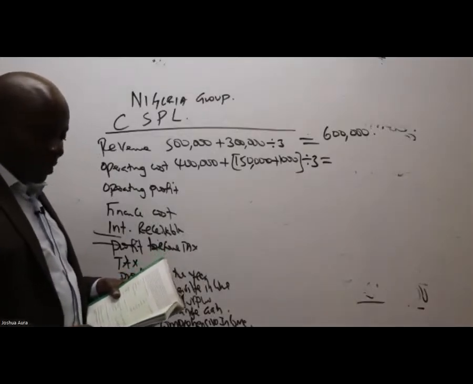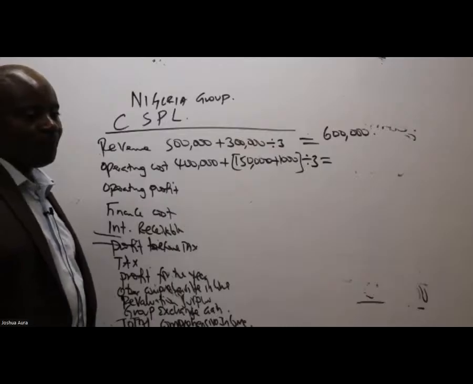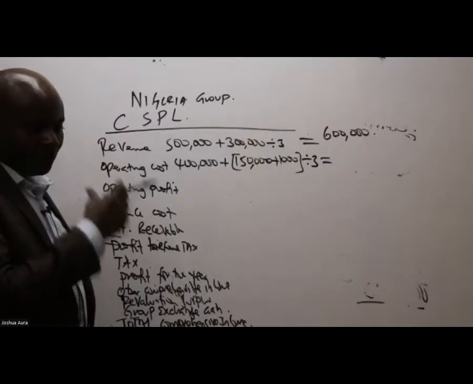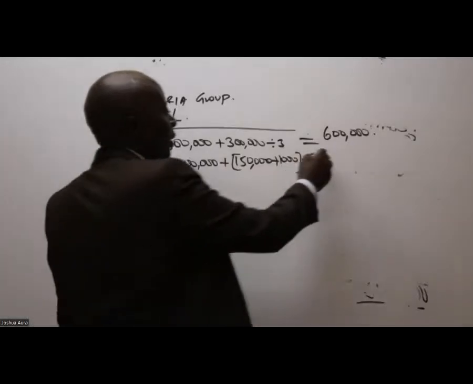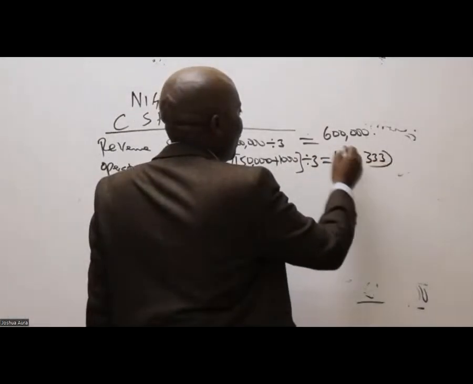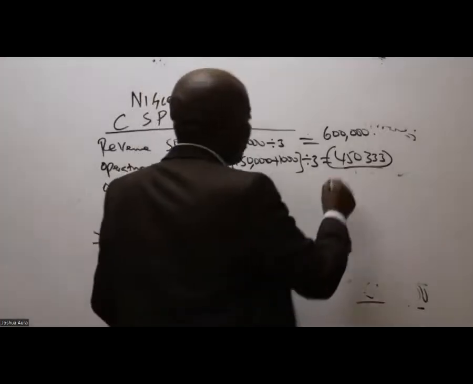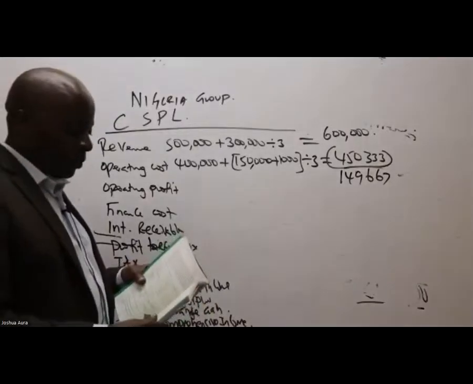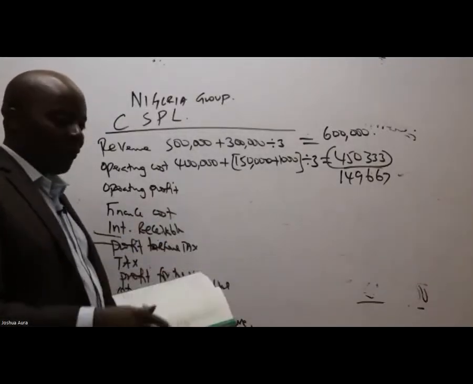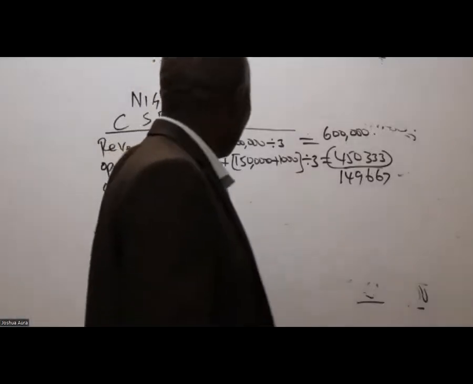Time is not on our side. Please hurry up. You have 450,333. So we have here 450,333. And if you subtract here, now we shall be able to get our operating profit of 149,667. Can you kindly confirm this operating profit? 149,667. Yes. So from there we go to the finance cost.